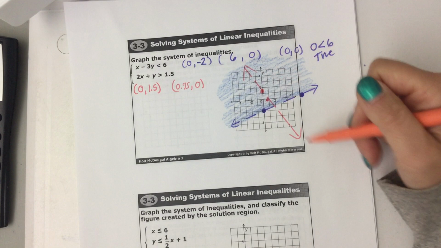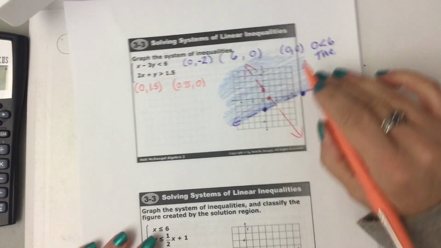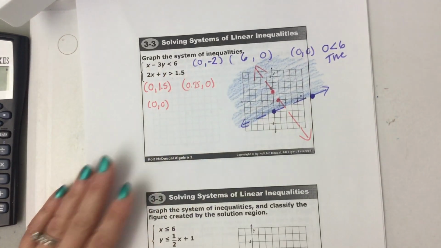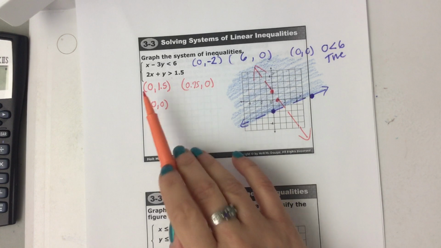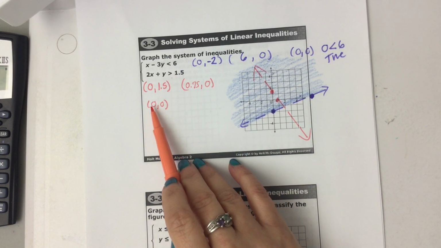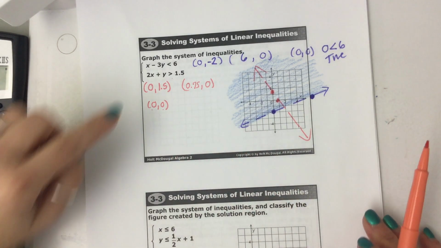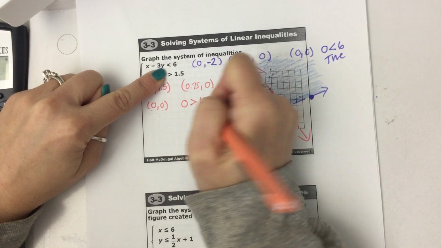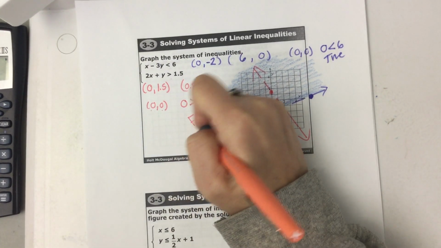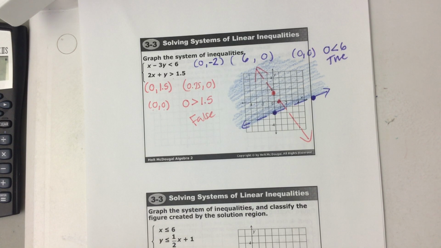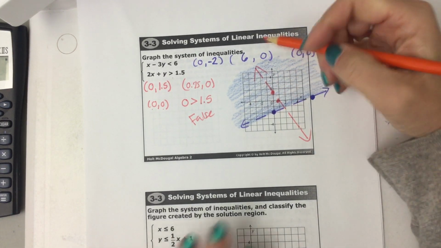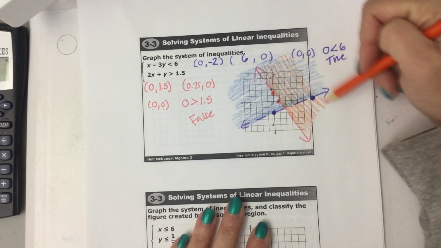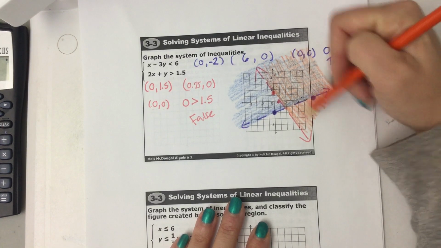Now, from this line, I need to see which side is true. Do I shade here or do I shade here? 0, 0 again is not on the line, so I'm going to test 0, 0. What that means is I go into the bottom equation, I change the x to a 0, and I change the y to a 0. This becomes 0, this becomes 0. My statement would read 0 is greater than 1.5. Yeah, I don't think so. That is a false statement. 0 is not bigger than 1.5, so that means 0, 0 is in the false side. You always shade the true side, so I would shade the other side from this line.